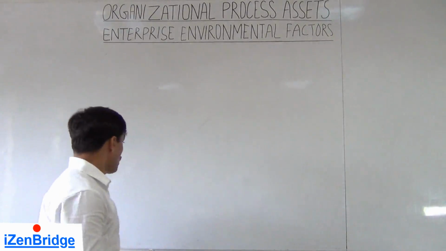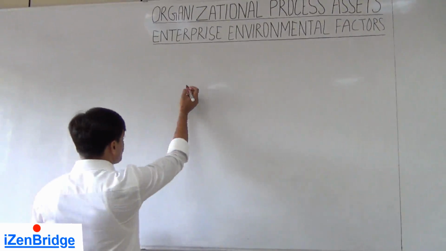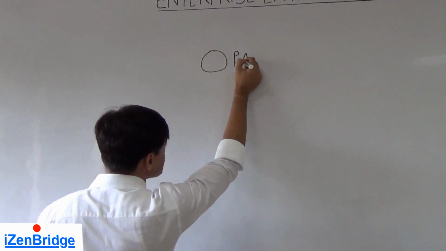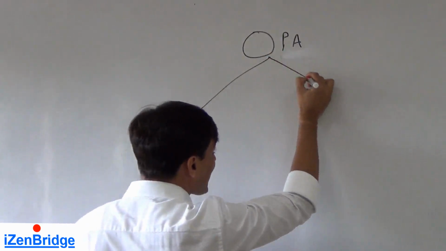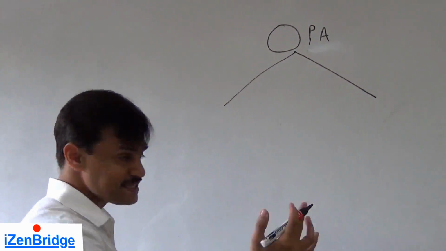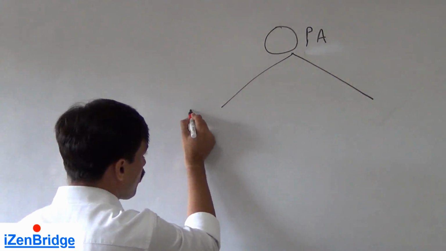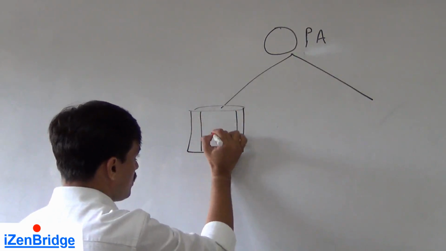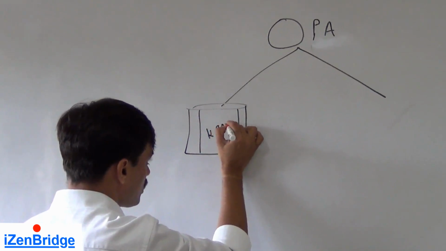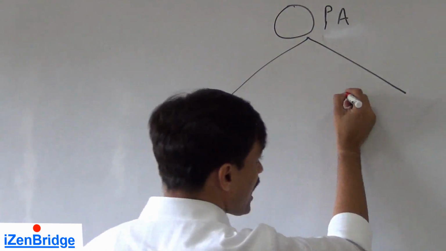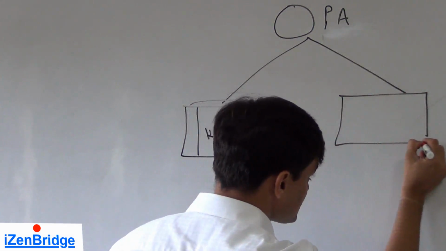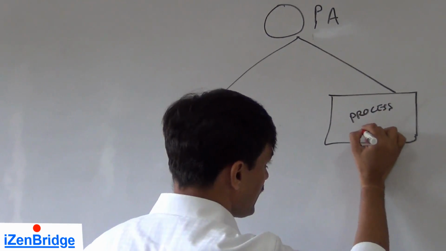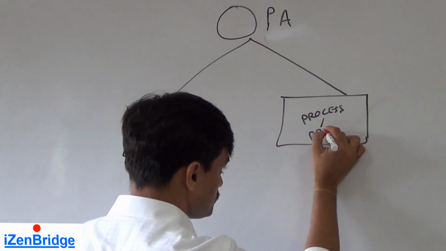So let's look at organization process assets. When we talk about organization process assets, we can think of two types of assets. One is a kind of knowledge base, so you have an organization-level knowledge base. The other type of organization process assets is organization-level processes and procedures.